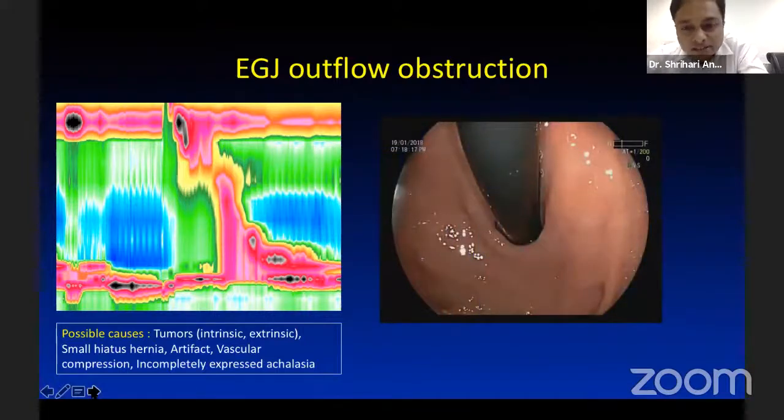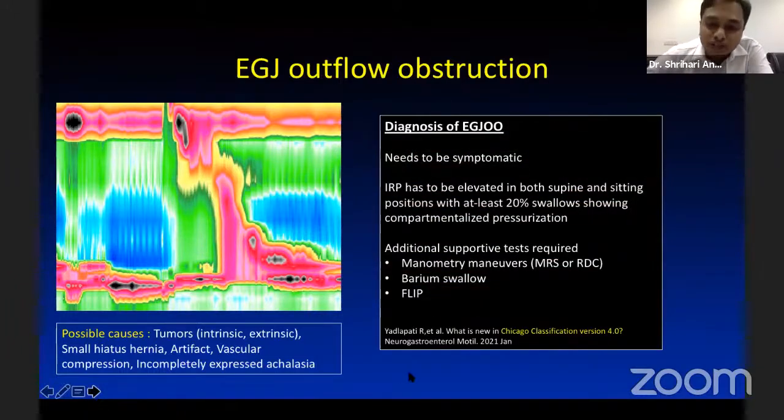What is very important in such cases is doing a very good endoscopy and having a very good retroflexed view, where you could clearly see the esophagogastric outflow obstruction. Now, in the Chicago version 4, as Professor Mittal had discussed just now, special emphasis has been given to EGJ outflow obstruction. It is said that for diagnosis of EGJO, the patient needs to be symptomatic. His IRP has to be elevated in both supine as well as sitting positions, with at least 20% of the swallows showing compartmentalized pressurization. You also need additional supportive tests, maneuvers like multiple rapid swallows or rapid drinking challenge, or a barium swallow or an EndoFLIP, before you label this patient as having EGJ outflow obstruction. So this is one entity which you need to evaluate further.